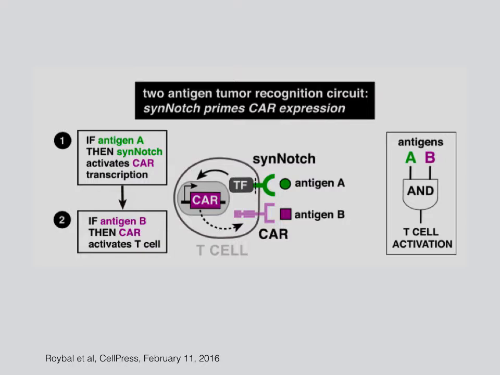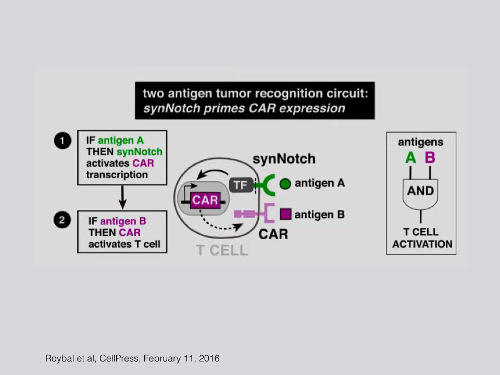So, as shown in this slide, the presence of antigen A activates the synNotch receptor, which in its turn triggers the release of a transcription factor marked by TF. The TF can now activate the expression of the gene that encodes for the CAR or T cell receptor that has a domain that can bind antigen B, and indeed, the T cell is activated by the binding of both antigens that can be cleared now by the T cell.